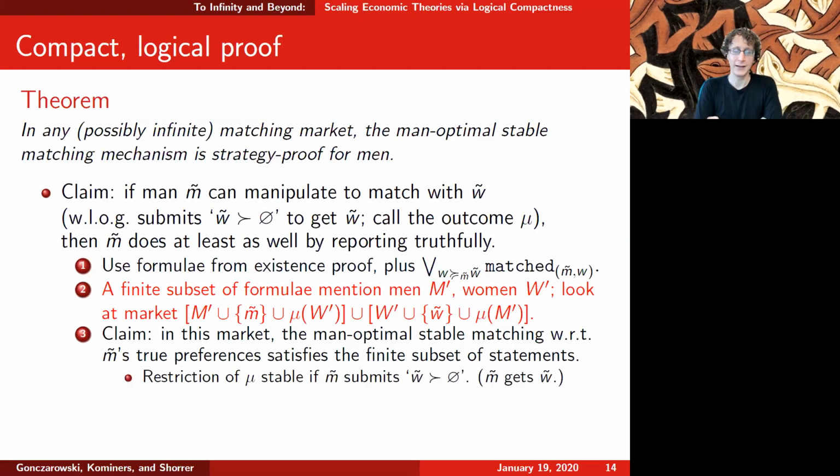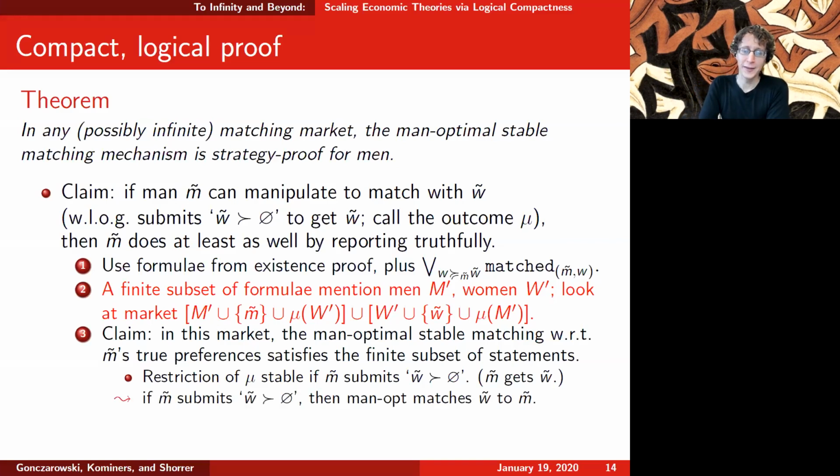Well, first of all, it's very quick to check that the restriction of mu to this finite submarket is going to remain stable under these manipulated preferences. If M tilde submits W tilde, why is that going to happen? Well, M tilde is going to be matched to W tilde. Everybody else can still match to their partners in mu. And if there were any blocks, we have a finite subset of the men and women from the original market, so they would have been blocks in the original market too.